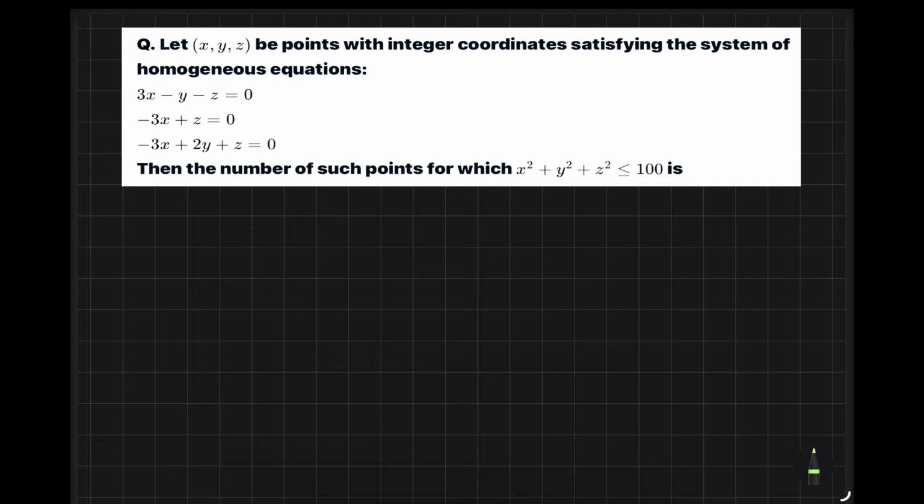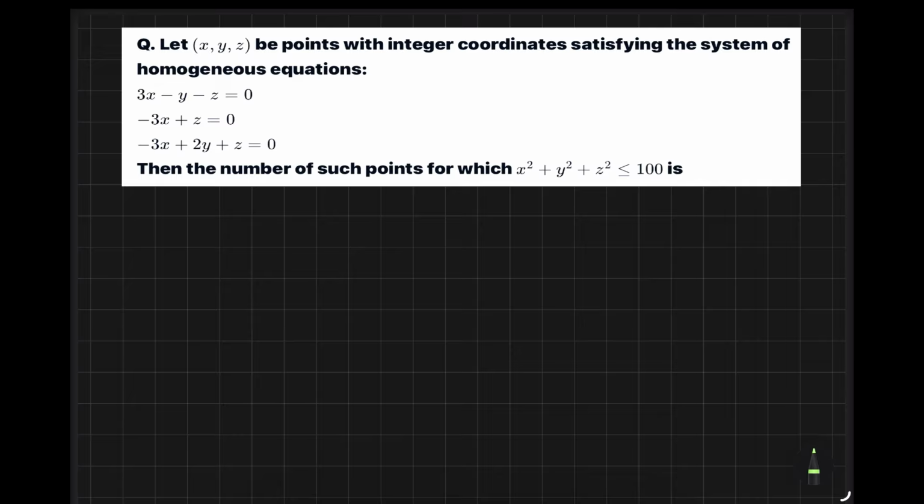So how will we solve? You know that a homogeneous equation means they are passing through the origin, correct? So what I will do is try to find out the relationship between x, y and z, and then I will calculate.